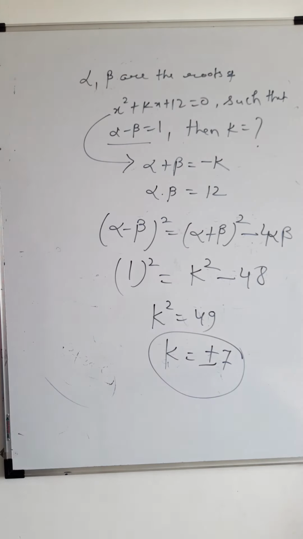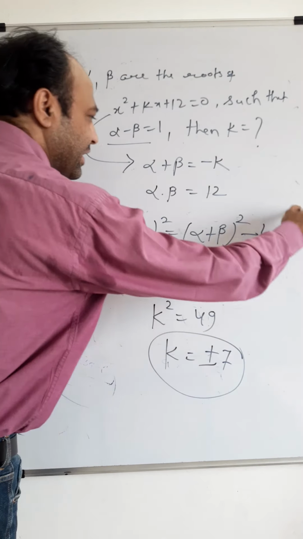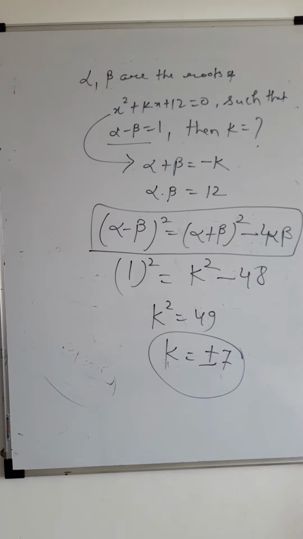So what is very important? This identity. If you remember this identity, then you can solve such sums easily. Got it?